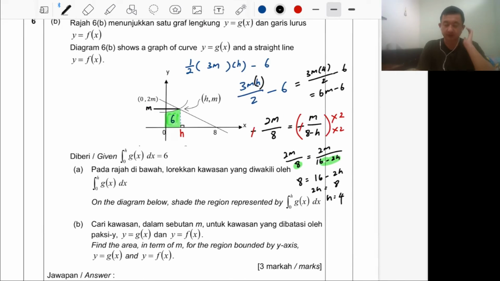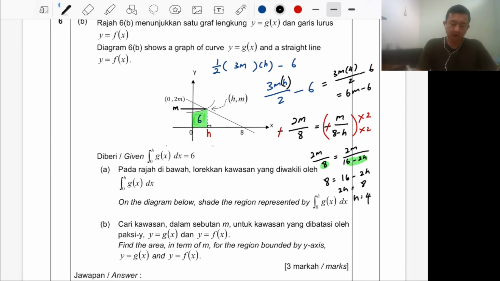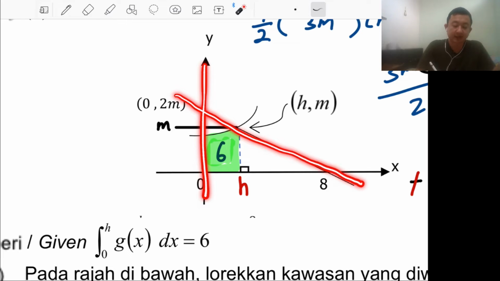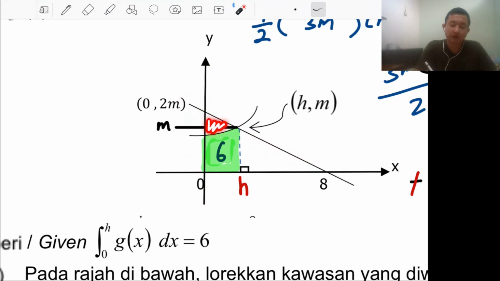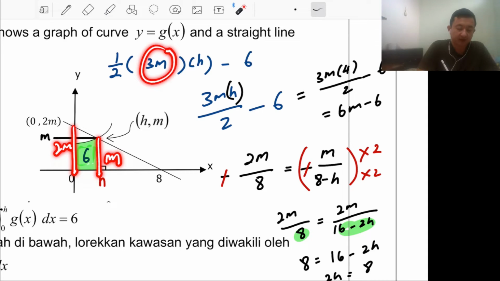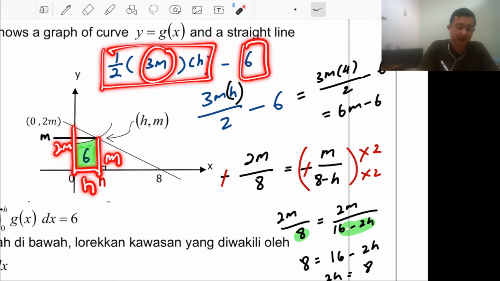Okay, I'll repeat one more time. It's a bit messy just now. Okay. How do we find this area, which is bounded by y-axis, fx, and gx? So this is the part. So we use the trapezium area minus 6. Trapezium is 1 over 2 multiplied by the sum of the parallel lines, because this is m, this is 2m, so you have 3m. Multiply the height, so this is the trapezium, minus 6, which is the area here.